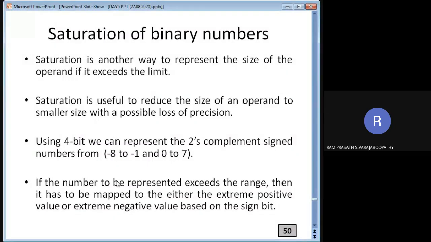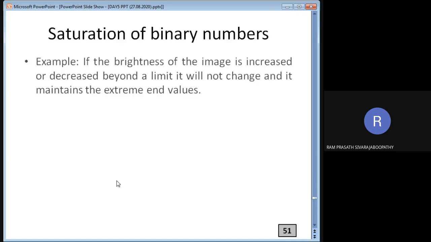திஸ் வி கால் இட் அஸ் சேச்சுரேஷன். புரியுதுங்களா நான் சொல்றது? என்னோட நம்பர் என்னோட ரேஞ்சை தாண்டி எக்ஸீட் ஆகி போனுச்சுன்னா பாசிட்டிவ் நம்பரா இருந்தா பாசிட்டிவ் மேக்ஸிமம் வேல்யூவும், நெகட்டிவ் நம்பரா இருந்தா நெகட்டிவ் மினிமம் வேல்யூவும் நம்ம போடுவோம். எக்ஸாம்பிள் பார்க்கலாம்.